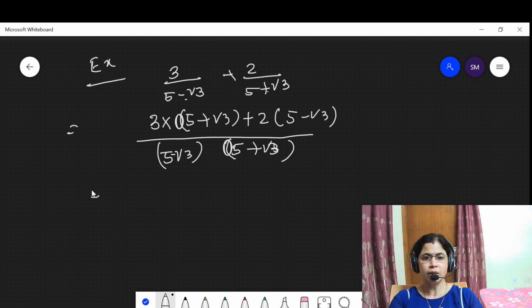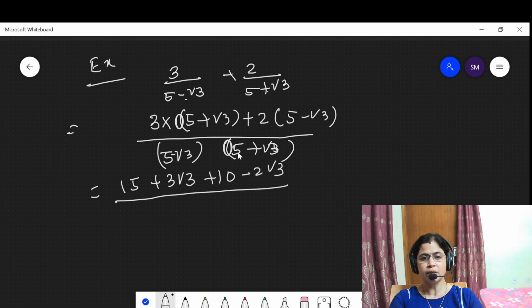Then multiply, open the bracket: 3 into 5 is 15, plus 3 root 3, plus 10 minus 2 root 3. The denominator is in the form a plus b into a minus b, which is 5 minus root 3 into 5 plus root 3. Then this is a square minus b square.